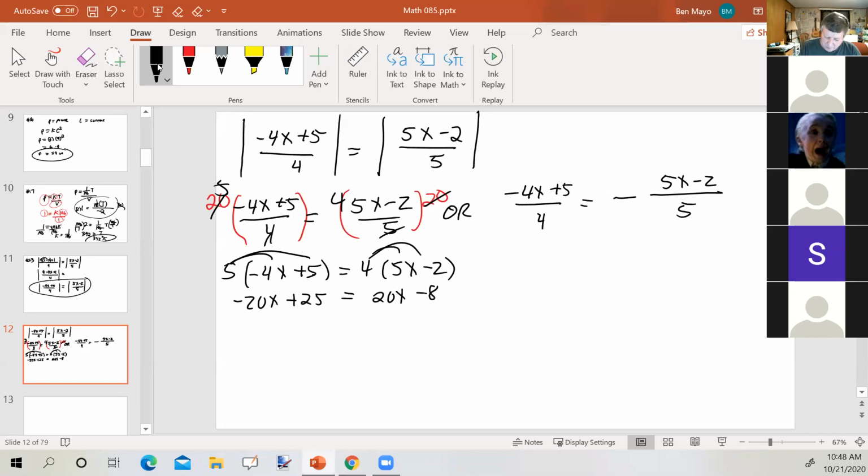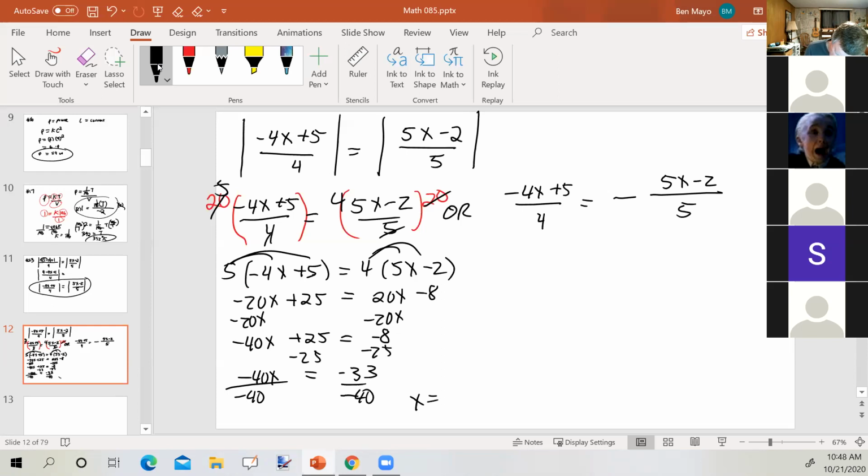I'm going to solve for x on the left. Subtracting 20x from both sides, I get negative 40x plus 25 equals negative 8. Subtracting 25 from both sides, I get negative 40x equals negative 33. Divide by negative 40, and I get x equals 33 over 40. So there's one possible solution. Again, any questions so far? All right, let's do the one on the right side.